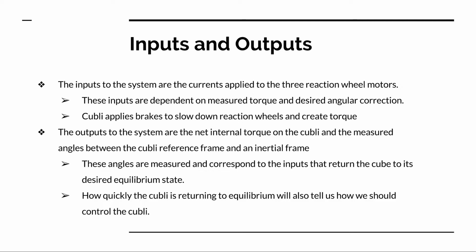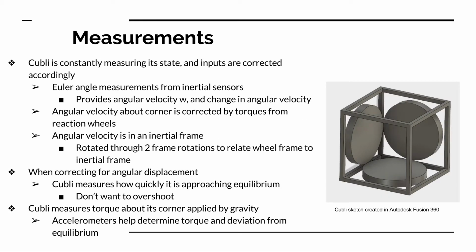These Euler angles are used to calculate the desired torque and are measured with respect to the inertial frame. These Euler angles are fed back to the system to acquire an updated measurement and new torque response. The Cubli is constantly measuring its own state.